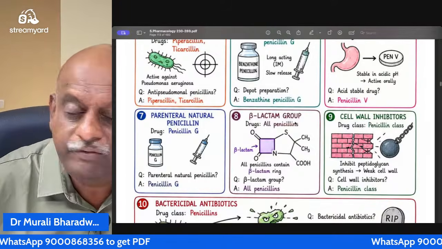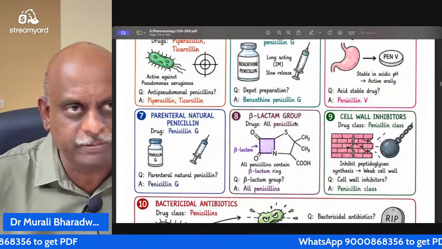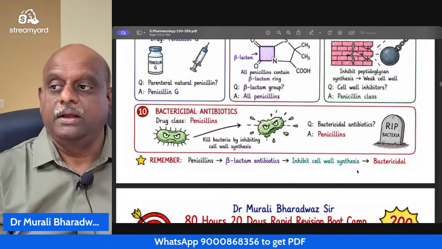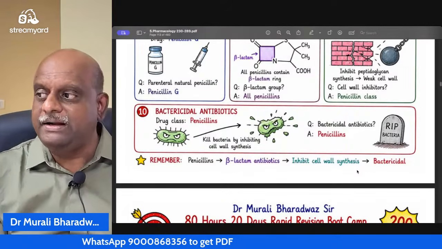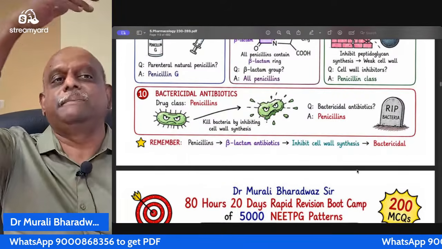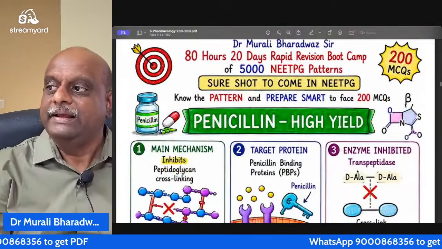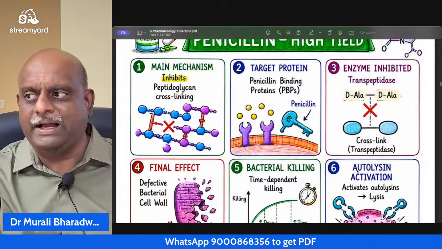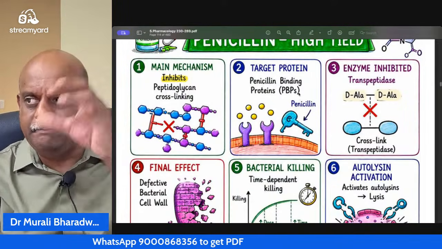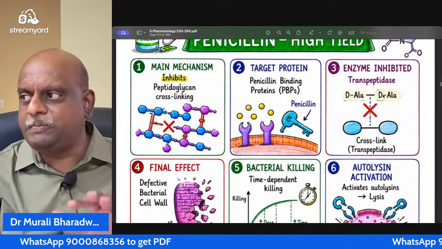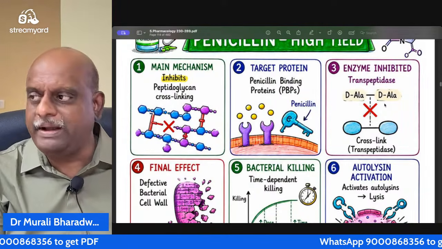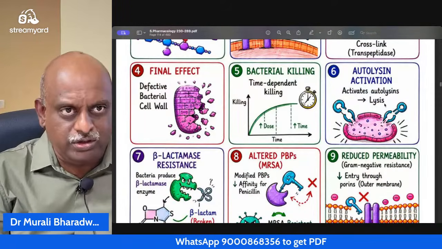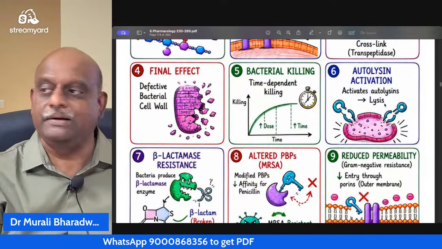Okay. Now, we have a beta-lactam ring in that, common to all penicillins. And they are the cell wall synthesis inhibitors. Which drug group do they belong to, doctor? Penicillin is a bactericidal drug. Now, what is the main mechanism of penicillin? They are peptidoglycan cross-linking inhibitors. The target protein is the penicillin binding protein, and they inhibit transpeptidase that combines D-Ala with D-Ala. And the ultimate effect is the bacterial cell wall is destroyed.